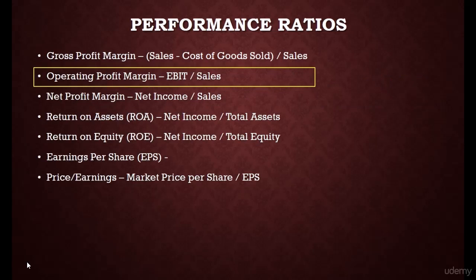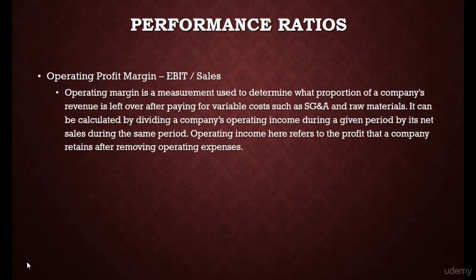Our next ratio we have is our operating profit margin, which is our earnings before interest and taxes divided by our sales. And this is similar to our gross profit margin, but we're also taking away our SG&A expenses and our depreciation and amortization expenses. So our operating margin is a measurement used to determine what proportion of a company's revenue is left over after paying for variable costs such as SG&A and raw materials. It can be calculated by dividing a company's operating income during a given period by its net sales during that same period. Operating income here refers to the profit that a company retains after removing operating expenses.